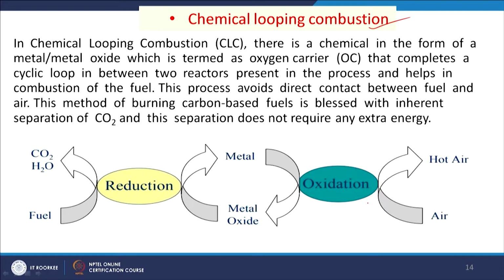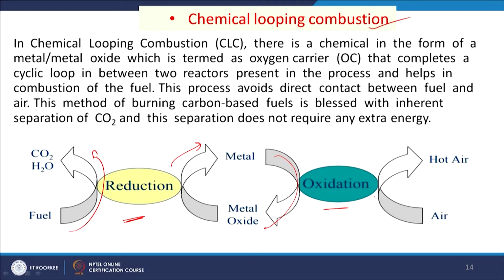So, if we can use two reactors in a cycle, then that can meet our requirement for the production of energy from the carbonaceous materials in one reactor, and in the other, the regeneration of the metal from metal oxide. So, one is reduction and another is oxidation. In oxidation, air is used and metal is converted to metal oxide, and in reduction, metal oxide is reduced to metal and fuel is converted to CO2 and H2O.